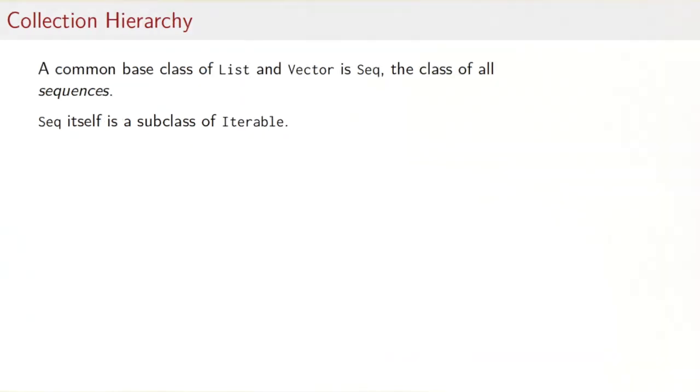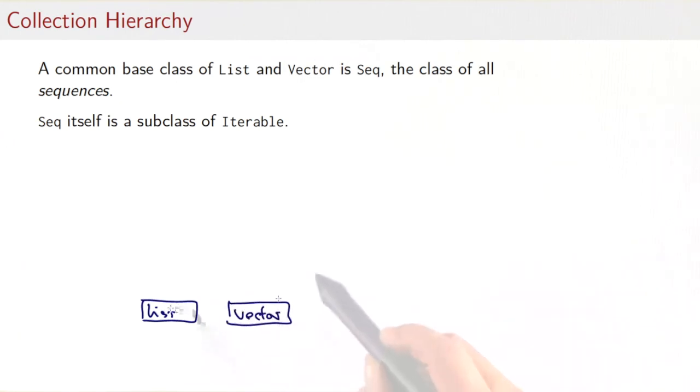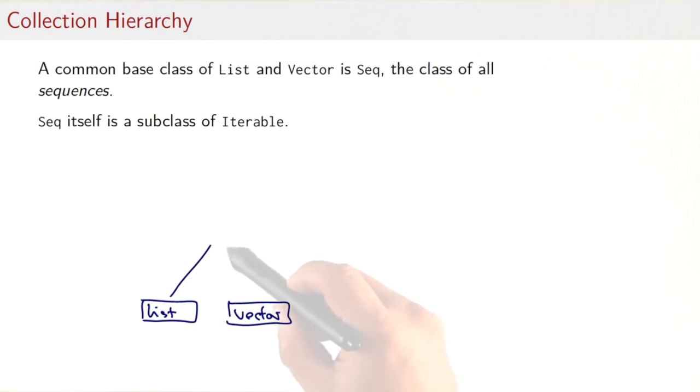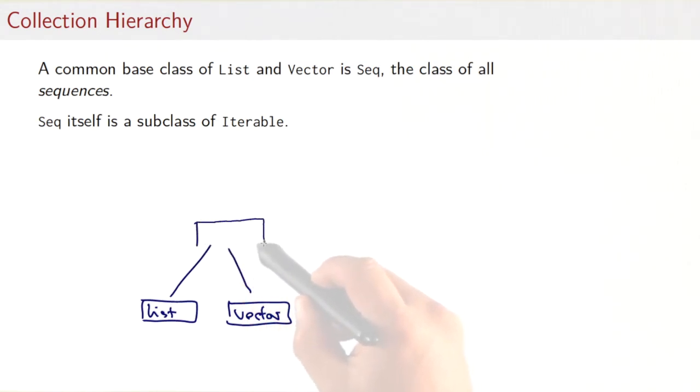So vectors and lists are 2 implementations of a concept of sequence, which is represented in fact as a base class of list and vector. So if we do a diagram of the collection classes, then what we would have here is class List, here we have class Vector, and the 2 are subclasses of a class called Seq.